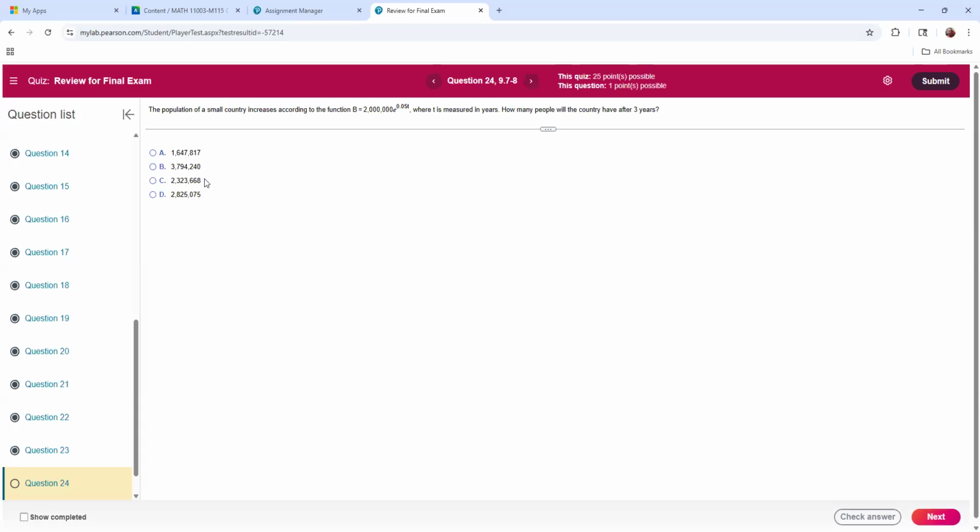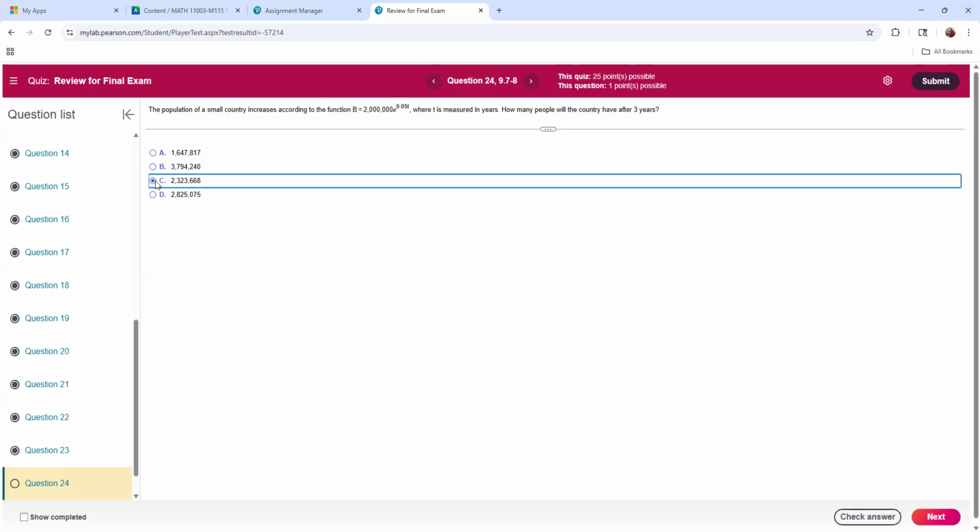All right, so perfect. Y'all said C, so that'll be good. All right, so definitely C on that one, okay? 668 on that. Now remember, if the population is increasing, it's got to be more than 2 million. So there's no way it could be A, okay?